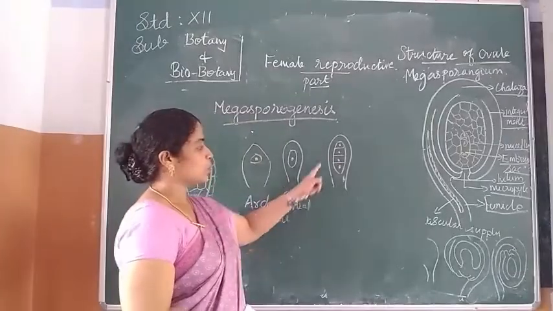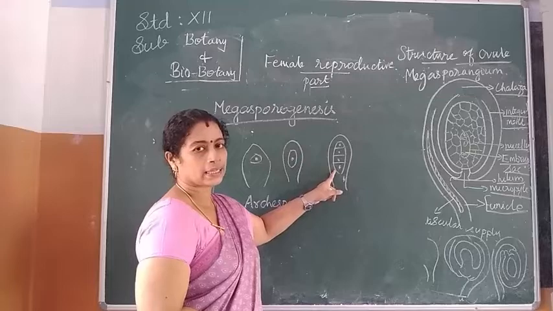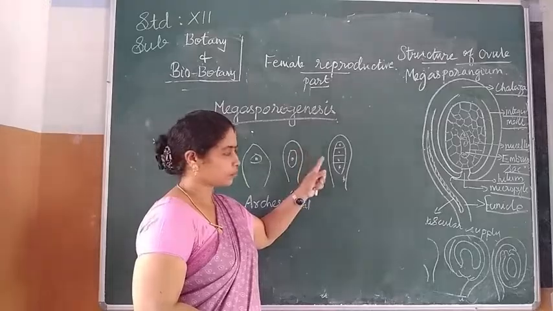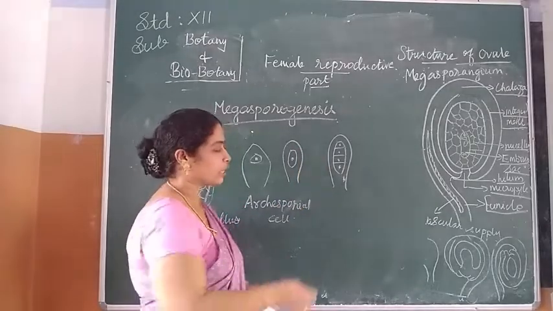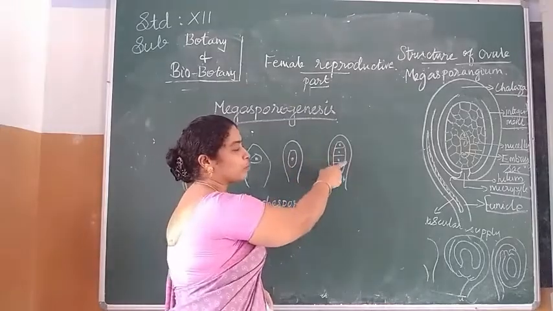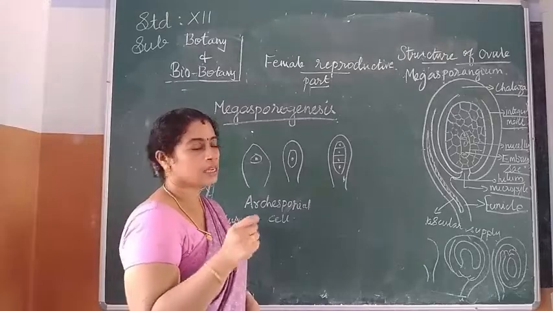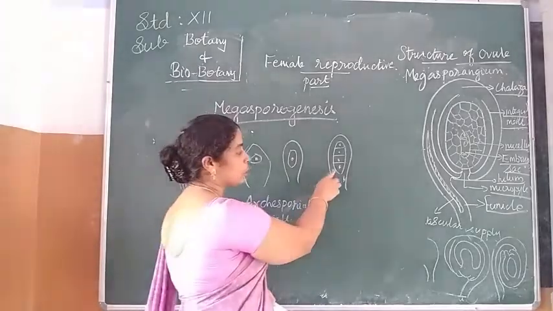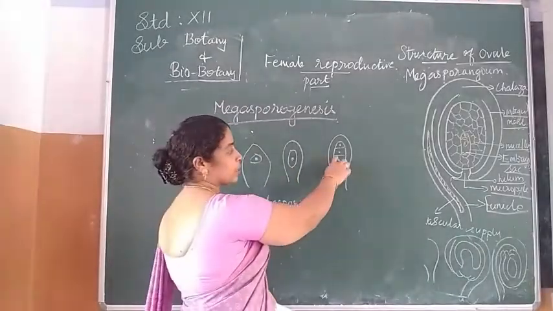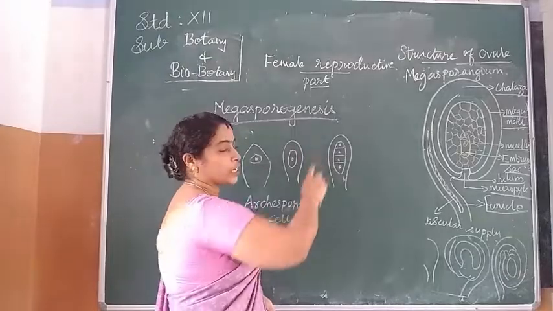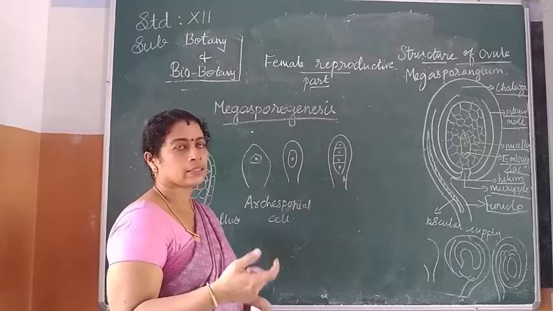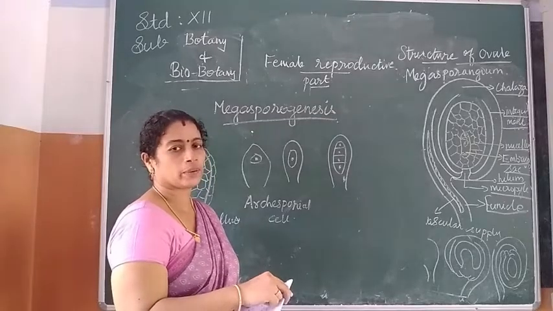Four cells, and the lowermost one acts as the sporogenous cell, and the remaining will act as peripheral cells or parietal cells. First the archisporial cell will divide meiotically to form a four cell structure. The lowermost one acts as the megaspore mother cell, that is the sporogenous cell, and the remaining are said to be the parietal cells, that is outer cells.